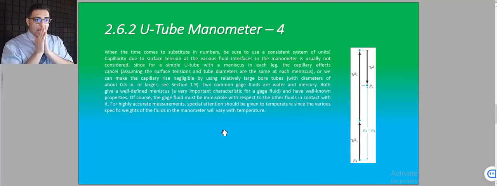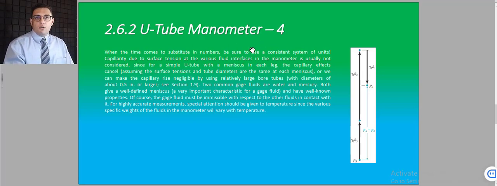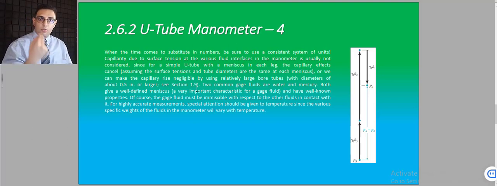Guys, if you have a U-tube manometer, you have to look after some important points. First, you have to look after the numbers and the homogeneity of your equations. It is the first and most important term of U-tube manometer. Second one is capillarity. As long as we have not considered surface tension and all of the U-tube diameters are the same, the capillarity is not considered.